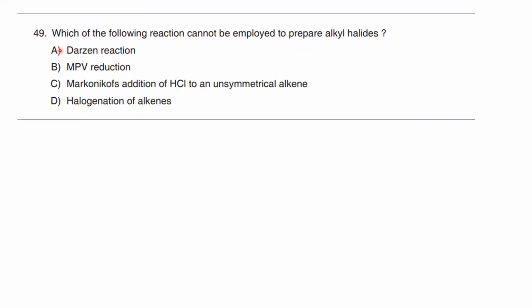Now coming to the next question, which is about the reaction that cannot be employed for the preparation of alkyl halide. So you are provided with four different options and you have to find out the reaction which does not yield alkyl halide. So one option will not be resulting in the formation of an alkyl halide. Rest of them will be employed for the purpose. So let's have the discussion regarding different options.